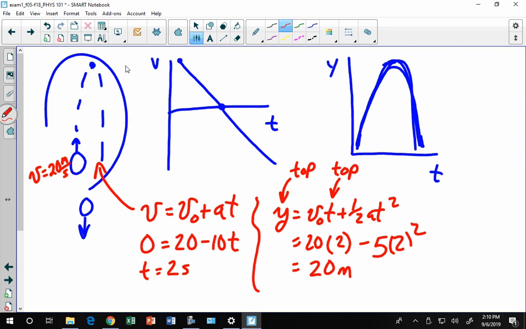It won't always be the same as the initial velocity. Here it just sort of happened. Like if it was 30 meters per second, it wouldn't be 30 meters. So that's just a coincidence.